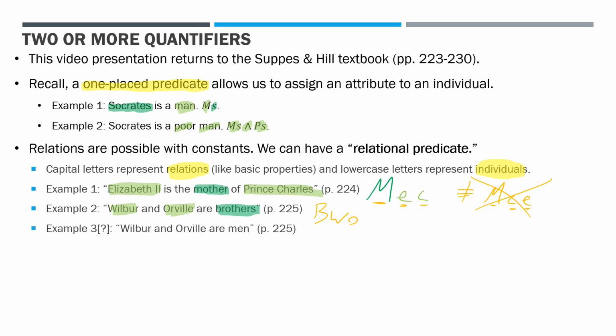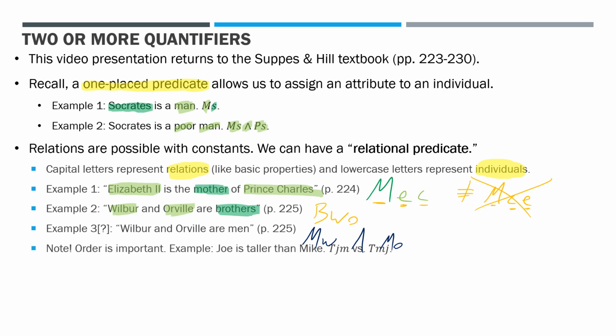How about this potential example? Wilbur and Orville are men. Well, there's no relation there. Rather, it seems we're back at a one-place predicate. So I think it's best to translate that as a conjunction. So we'll say capital M for men or man, lowercase w for Wilbur. So Wilbur is a man, and we have Orville is a man.